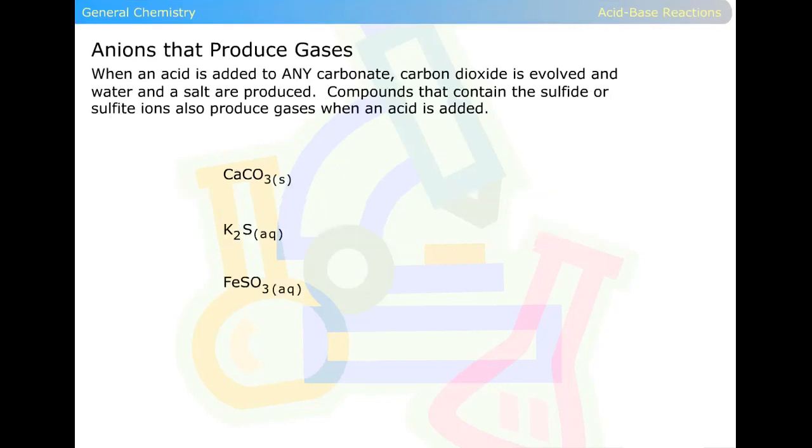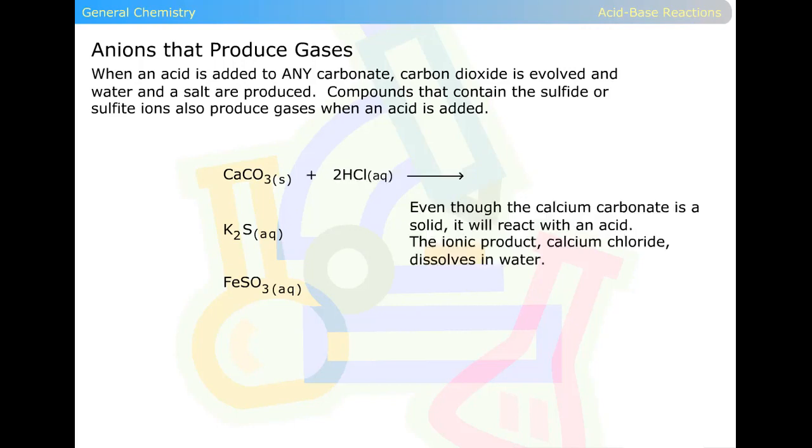Anions that produce gases. When an acid is added to any carbonate, carbon dioxide is evolved and water and a salt are produced. Compounds that contain the sulfide or sulfite ions also produce gases when an acid is added. Even though the calcium carbonate is a solid, it will react with an acid. The ionic product, calcium chloride, dissolves in water.